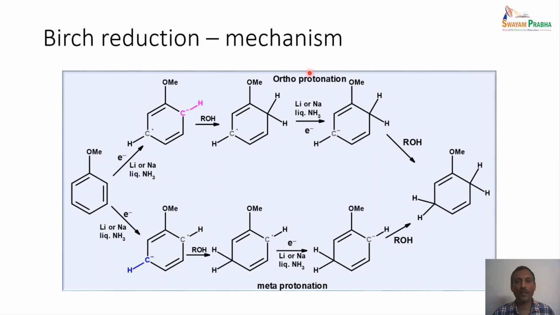Let us look at the mechanism. We have two types of mechanism. One is an ortho-protonation pathway, and the other is a meta-protonation pathway. Both these pathways generally operate in this reaction, and it is very difficult to say which one actually operates, so we will be discussing both. This is the starting material. For our convenience, we have taken an electron donating group as the substituent here.